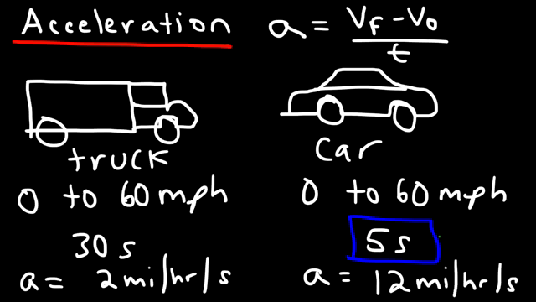As you can see, the acceleration of the sports car is much greater than the acceleration of the truck. The truck is going to take a long time to go from 0 to 60, but the sports car will get there a lot faster, and so it has a greater acceleration. And so that's the basic idea behind acceleration. It tells you how fast the velocity is changing.